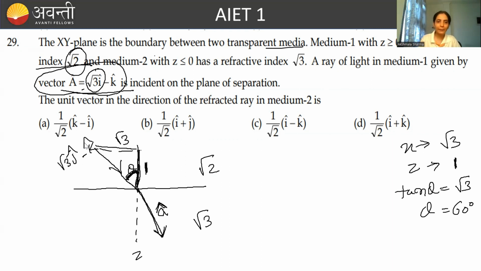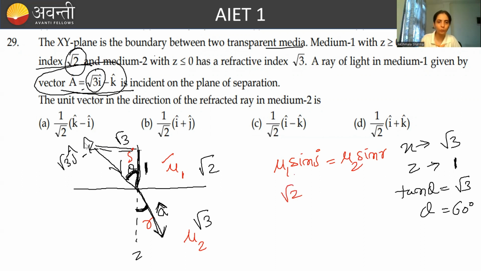Now here this is 60 degrees. Then from Snell's law that you all must have studied, we can calculate this angle very easily. If you have not studied Snell's law, it's not that difficult. It states that if the refractive index in the incident media is mu1 and in the refracted media is mu2, the incident angle is I, and the refracted angle is R, then mu1 sine I will be equal to mu2 sine R.